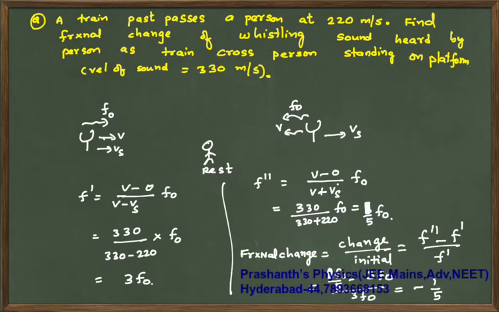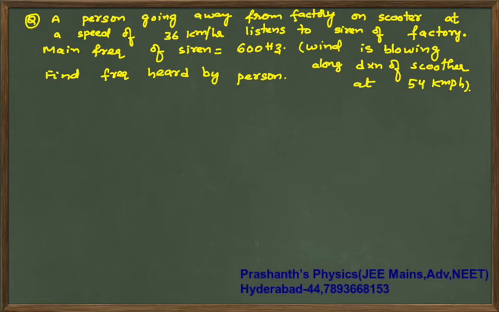No, wait. It is 3 by 5 that is correct. Simplified it is 33 by 55 into f naught. 11 3s, 11 5s. Yes, it is 3f naught by 5 only. 3f naught will cancel off in the numerator and denominator. So you will get 1 by 5 minus 1, which is minus 4 by 5, minus 0.8 is the answer. Yes, you are matching with the options. Right. So your next question is this.